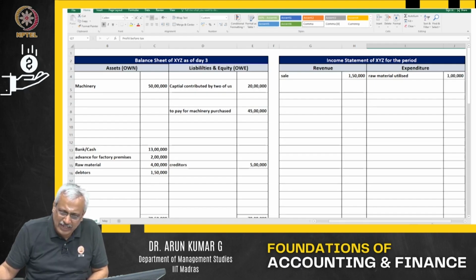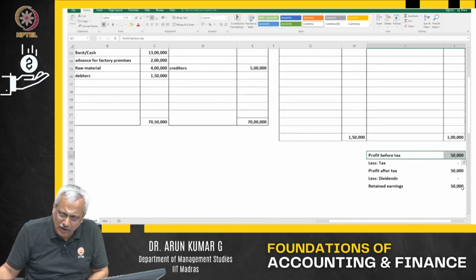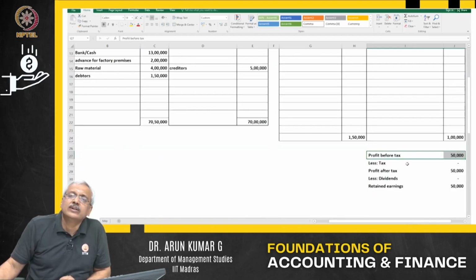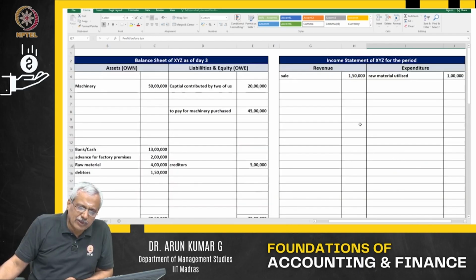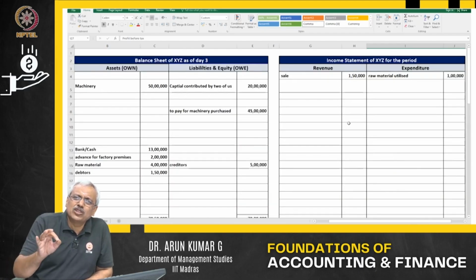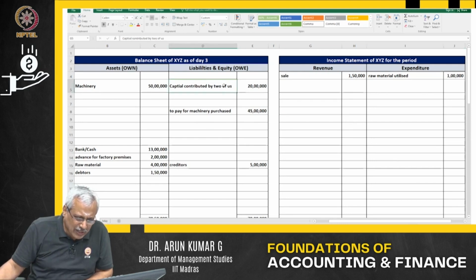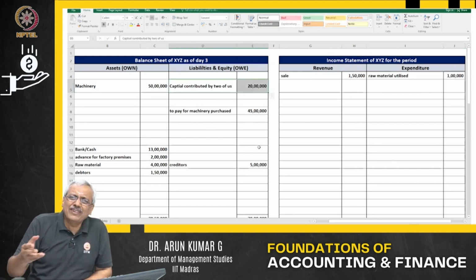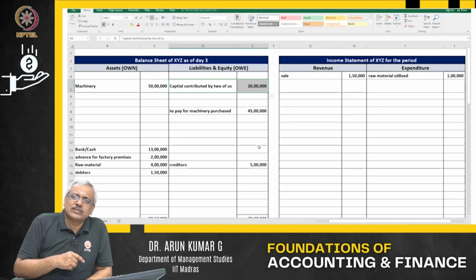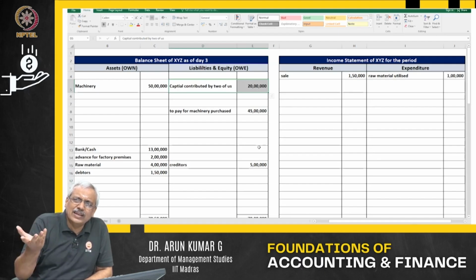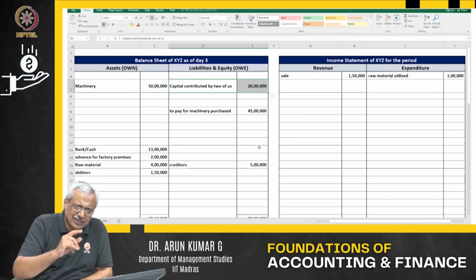So I have made a profit. You see that I have made a profit of about 50,000. This profit belongs to whom? Profit belongs to the capital provider. Who is the capital provider? There are two guys who have provided capital of 20 lakhs. Why have they provided capital of 20 lakhs? In anticipation of a profit. Sir, if they make a loss, what happens? If they make a loss, they lose money. Not a problem. That's all. The capital gets reduced in the process. We will see all that.